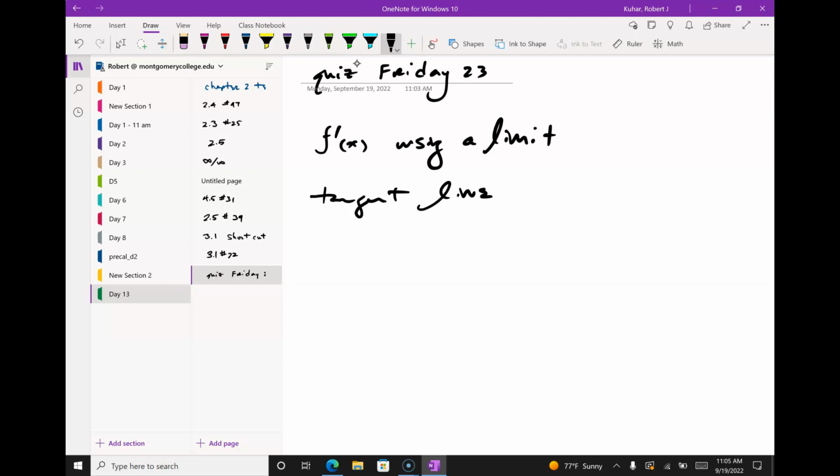We're going to do a L'Hopital's rule limit. We're going to do some more of that today, you'll see. And then finally a continuity problem. So that's for the quiz on Friday.